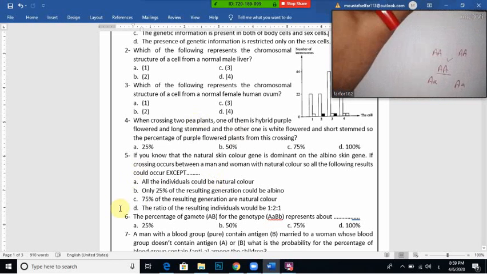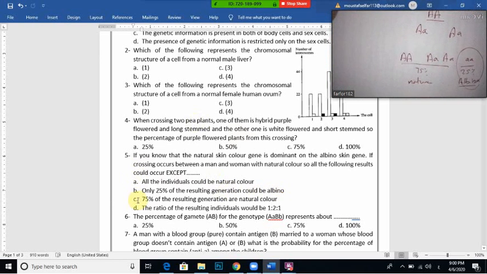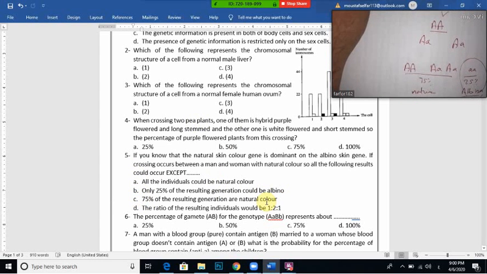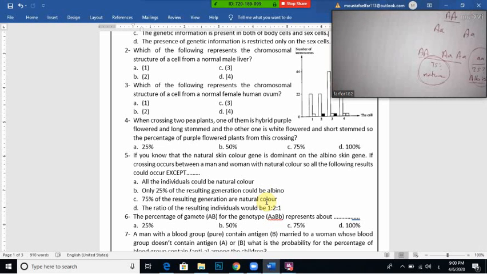The second one, only 25% of the resulting generation could be albino, and this answer is also correct. The third one, 75% of the resulting generation are natural skin color, and this answer is also correct. 75% of the resulting generation carry natural skin color.